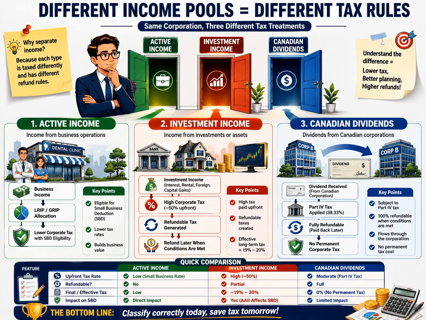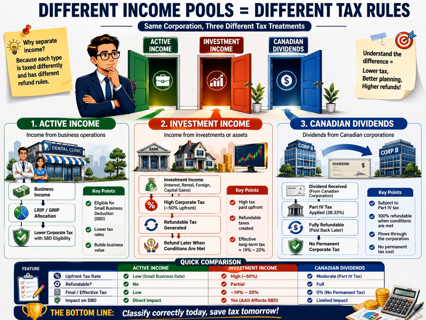Now that we understand the different income pools inside a corporation, the next question is, why do we separate them? The answer is simple: because each type of income is taxed differently. At the top of the slide, imagine a corporation earning income from different sources. A tax preparer is standing in front of three doors: active income, investment income, and Canadian dividends. Although all three types of income belong to the same corporation, each door leads to a completely different tax treatment.